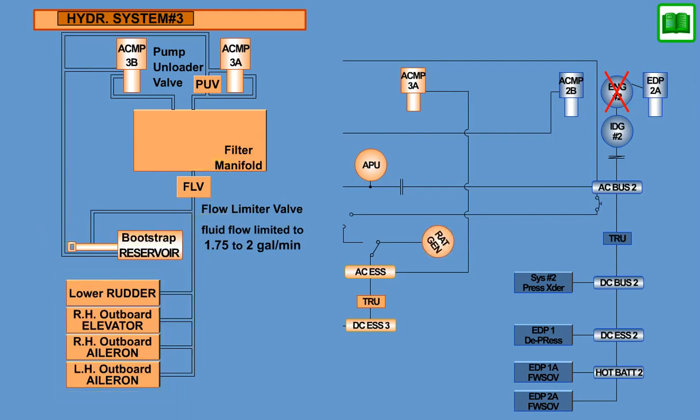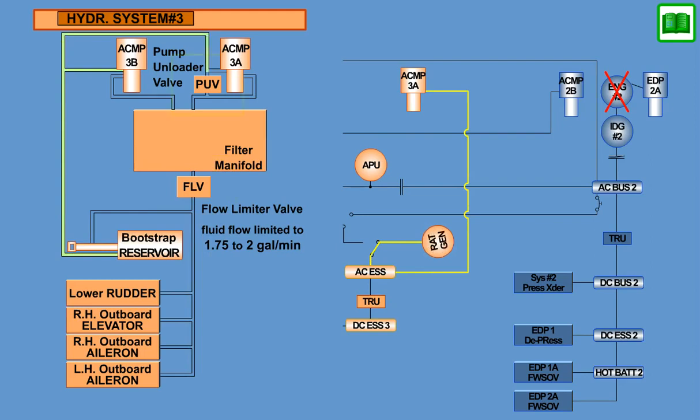This allows the ram air turbine to spin up faster to its operational speed. When the ram air turbine is spooled up and is producing power to the AC essential bus, ACMP-3A will start, and the pump unloader valve will be commanded to close, and system pressure will increase to normal pressure. The flow limiter valve will remain on as long as the ram air turbine is deployed or the ram air turbine generator is producing power.